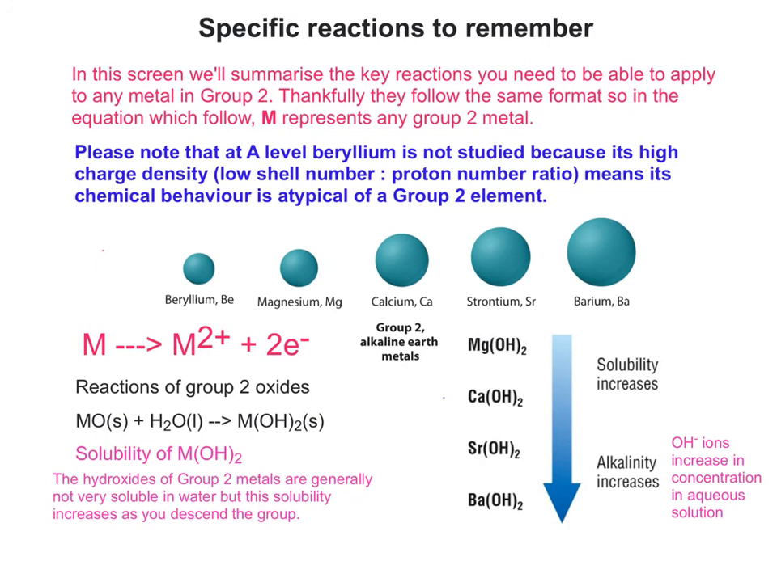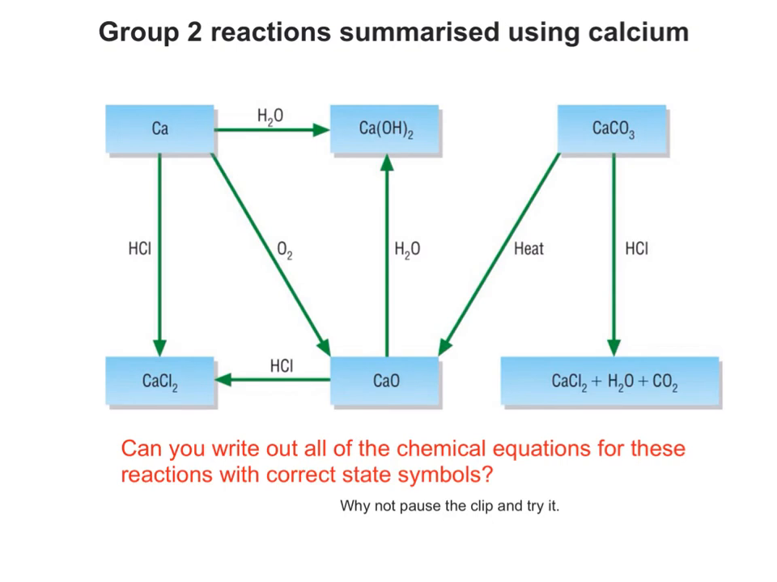Okay, so let's have a look at a summary of some of the reactions of group 2 metals using calcium as an example. So you'll notice there's also some reactions in here we haven't covered so far, but it shouldn't be terribly difficult to write out all the chemical equations for these reactions with the correct state symbols. So a good bit of practice might be to pause the clip and try it, and then bring in your examples to your teacher when next time you're in college, and see if they agree with you.